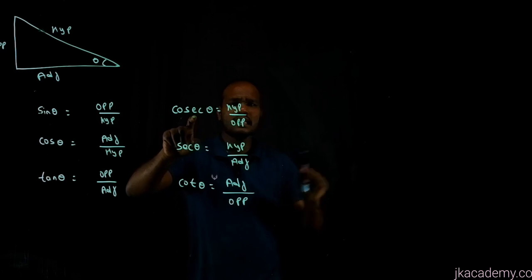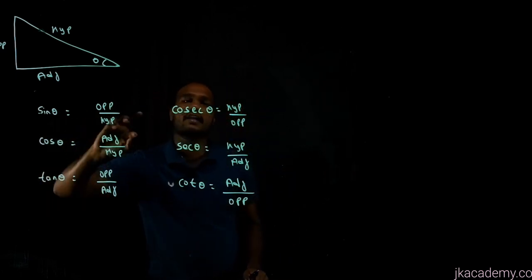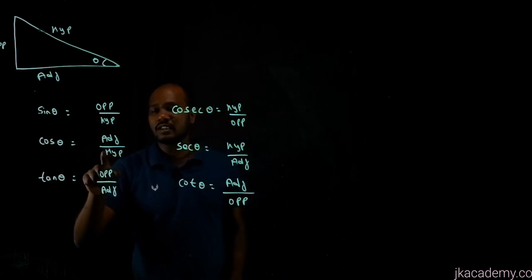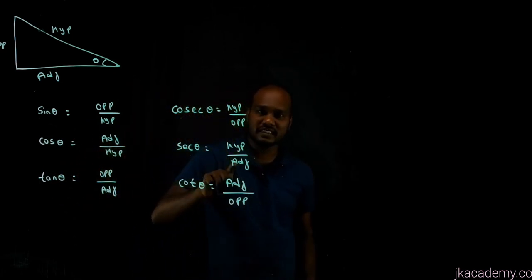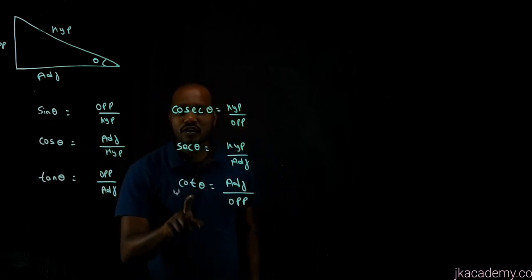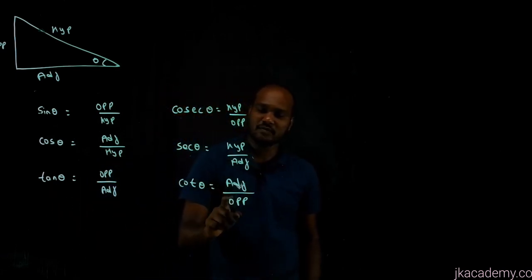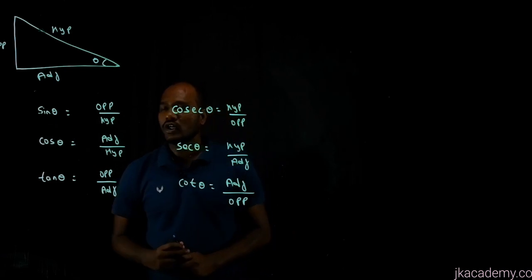Cosecant theta, you don't know anything about cosecant theta. You know sin theta. Sin theta reversed is cosecant theta. You don't know anything about secant theta. You know cos theta. Cos theta is adjacent by hypotenuse. Secant theta is the reverse, hypotenuse by adjacent. You don't know anything about cot theta. You know tan theta. Tan theta is what? Opposite by adjacent. If you reverse it, what you'll get? Adjacent by opposite. Is that good?